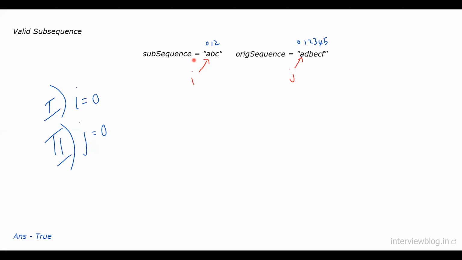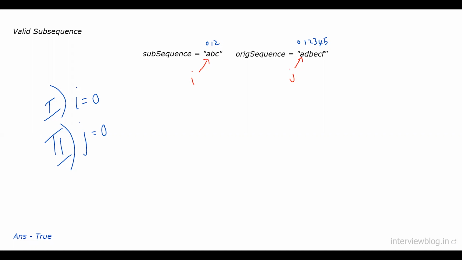If the value of this I is not equal to the length of subsequence, in that case, I'll be returning false, since the given subsequence is not a valid subsequence of the original sequence. So let us now see how this algorithm works. Initially, my I and j pointers will be pointing to the 0th index of the subsequence and original sequence respectively.